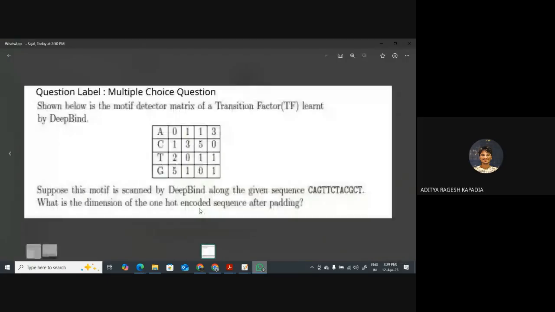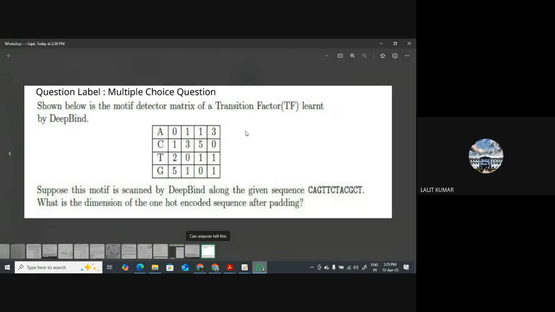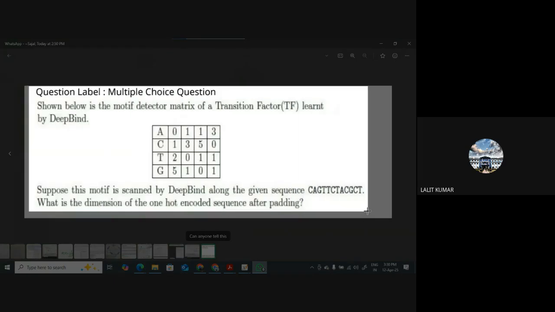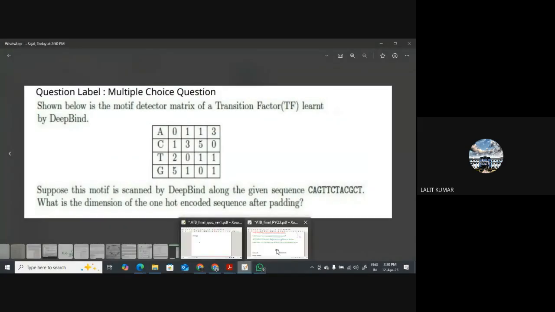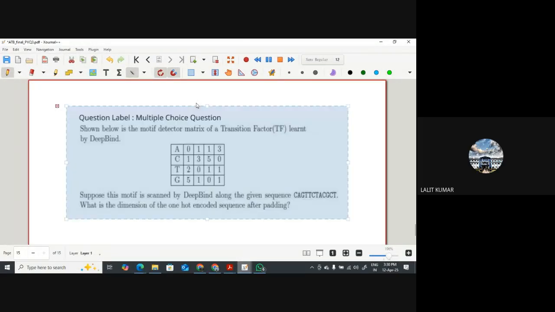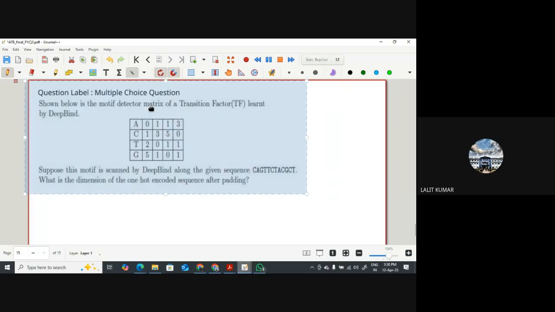Shown below is the motif detector matrix of a transcription factor TF learned by DeepBind. Yeah, this is the same. 18 by 4 it will come. The length is 12 and the detector is 4. So 4 minus 1, 3. 3 times 2, 6 plus 12, 18. 18 plus 4. Let's just do this. Let's understand, because this question has been confusing us.